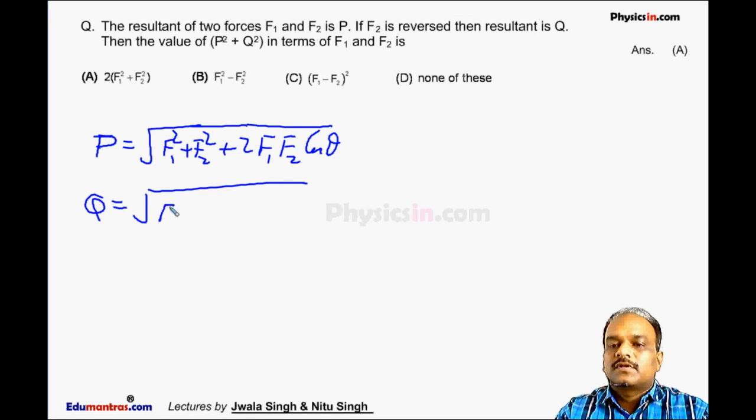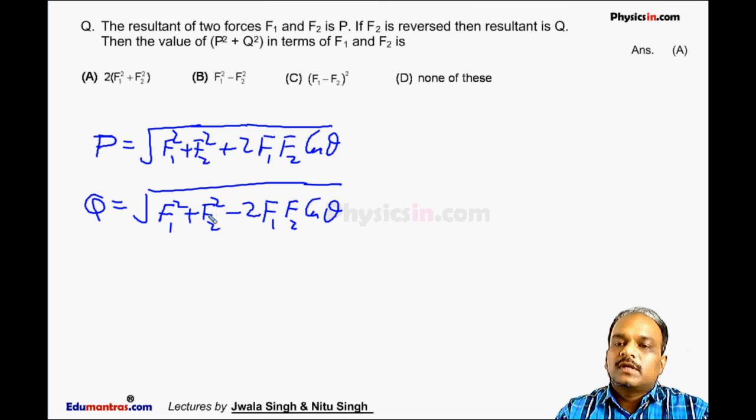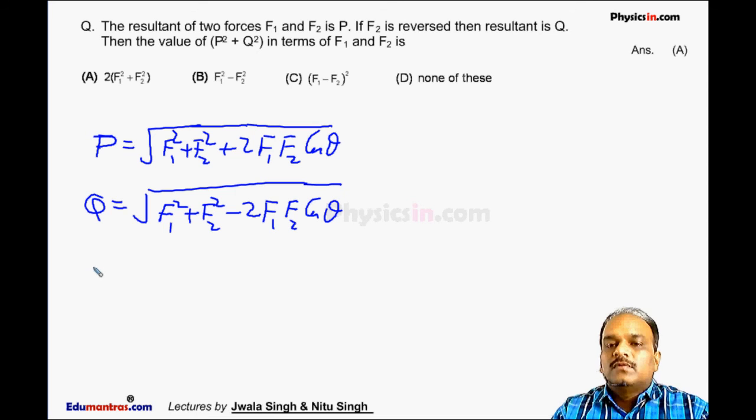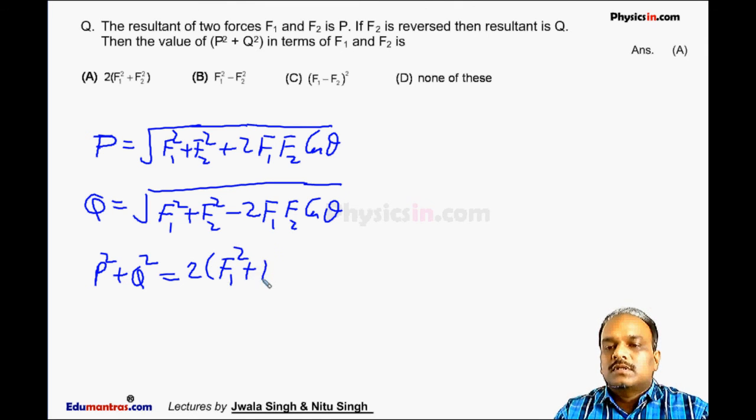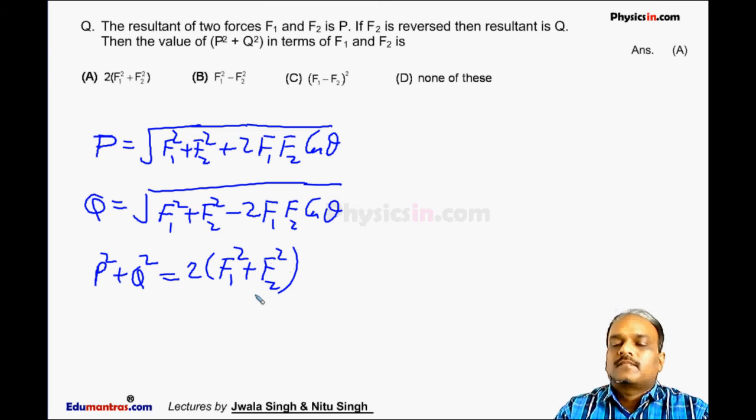It means Q is root over F1 square plus F2 square minus 2 F1 F2 cos theta, because when we reverse F2, the angle between the vectors F1 and F2 becomes pi minus theta. So we can say P square plus Q square is clearly 2 times F1 square plus F2 square. This is the answer.